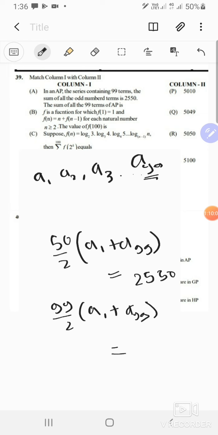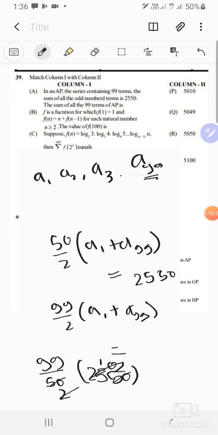Well, that's just going to be 99 by 50 of this guy. So 99 by 50 of 2550. Well, guess what that is? 50 of this, this is 25, so it's 2502... that's going to be 51. So 99 into 51, what does that turn out to be?